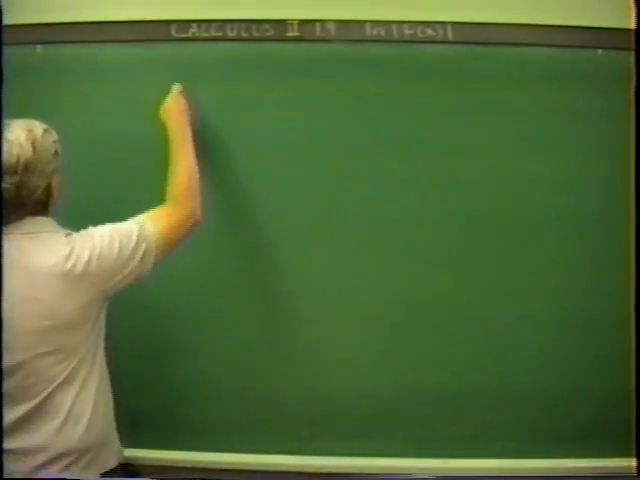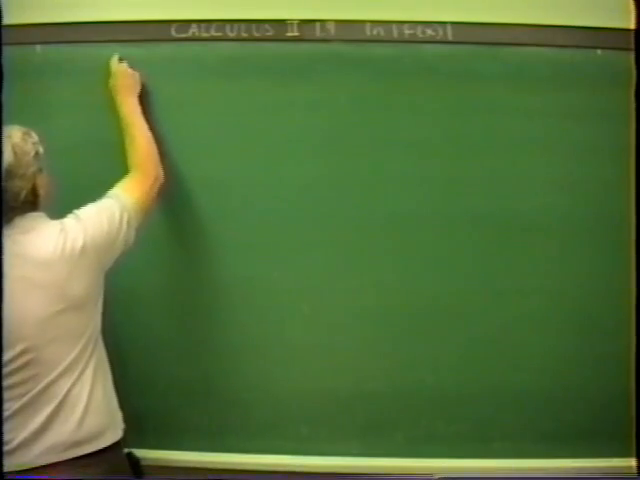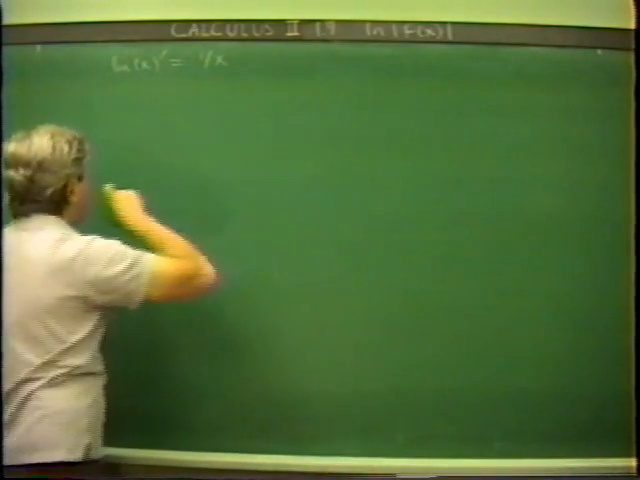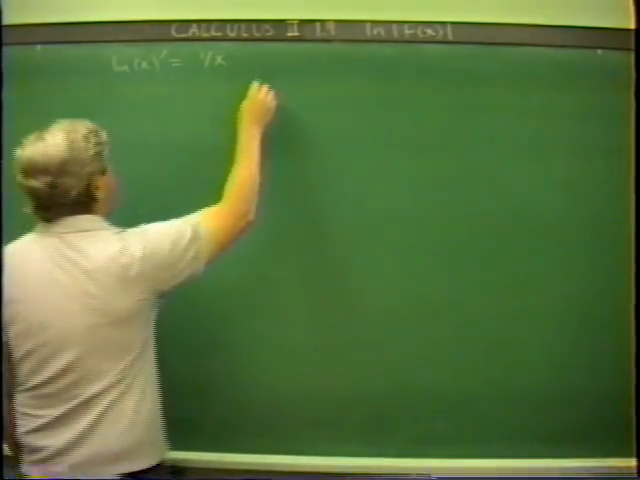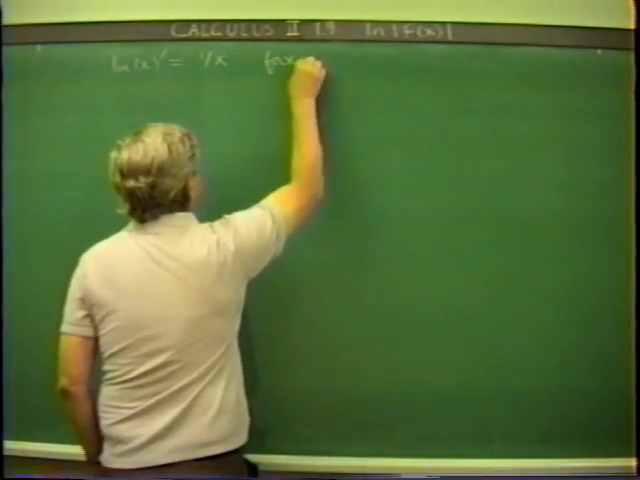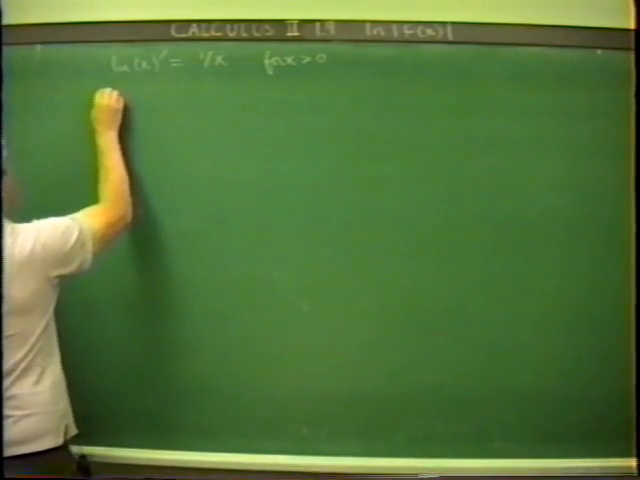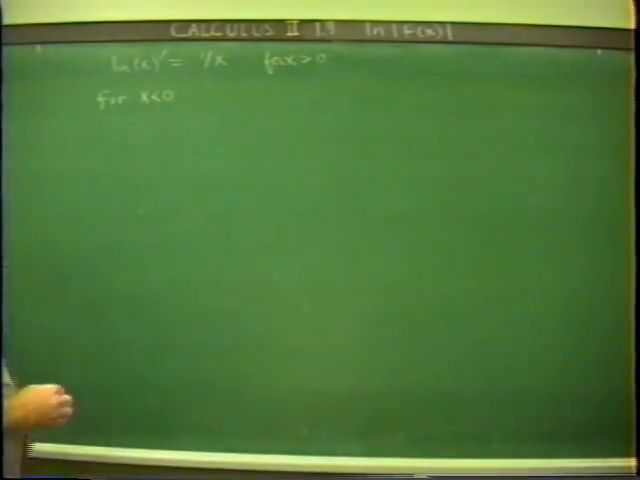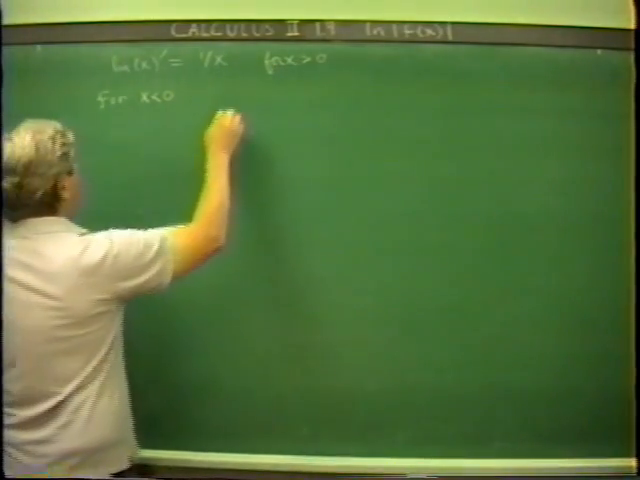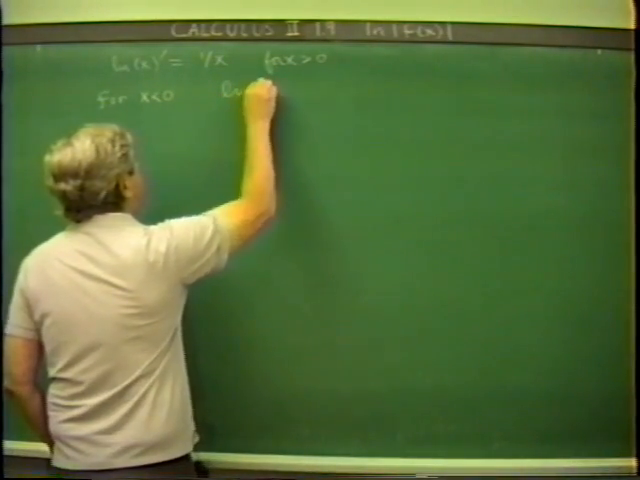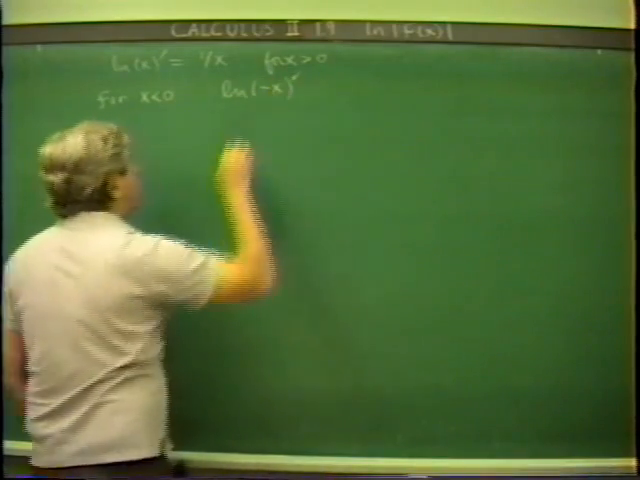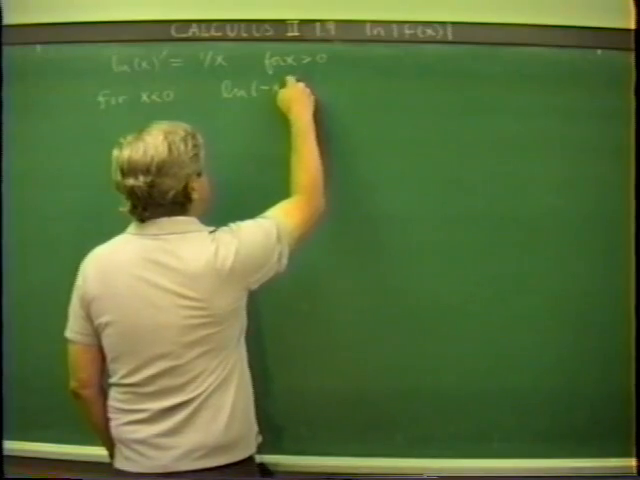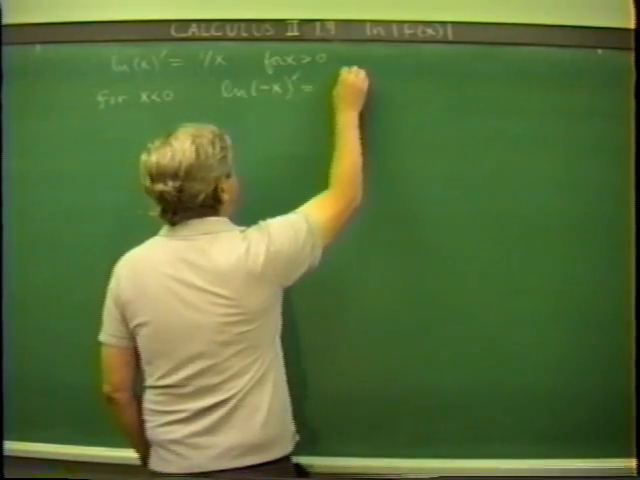Okay, we wish now to consider the logarithm of the absolute value of a function f of x, and here's the reason for doing this. We know that the derivative of logarithm of x is 1 over x. This is for x greater than 0. What about x less than 0? Well, if x is less than 0, then we can consider the logarithm of minus x and take its derivative.